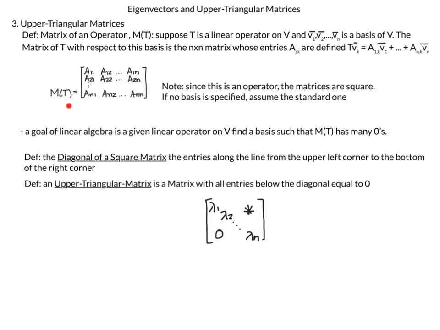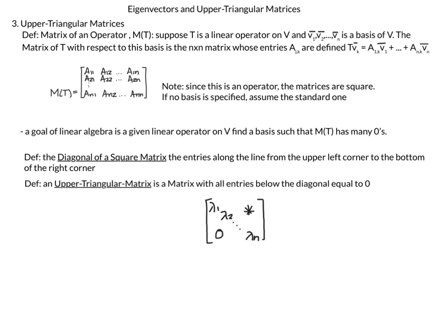Now that we have these matrices, there's a goal of linear algebra: given a linear operator on V, we want to find a basis such that our matrix representation has as many zeros as possible. Our first goal is going to be this upper triangular matrix. First, we define the diagonal of a square matrix. That's the entries along the line from the upper left corner to the bottom right corner.